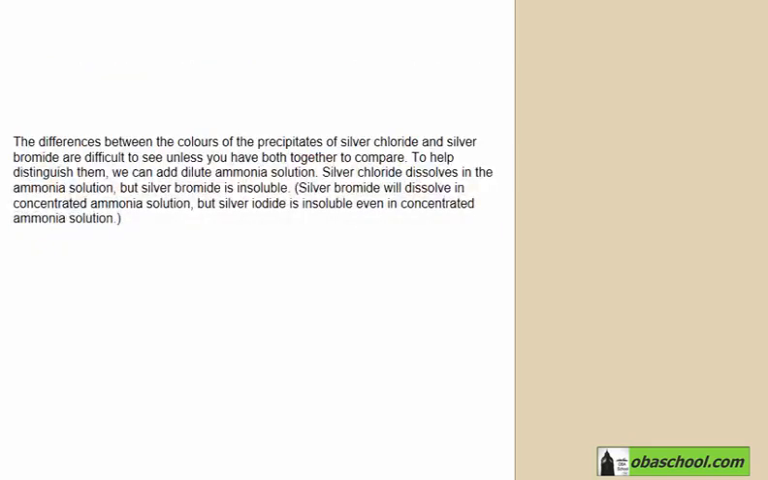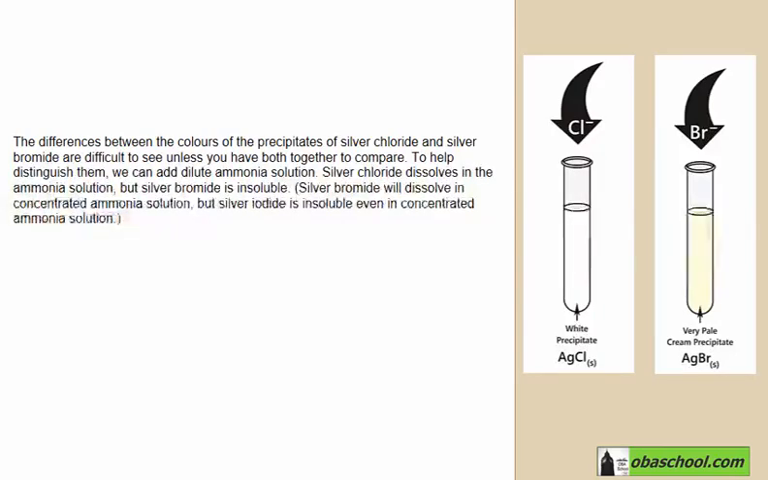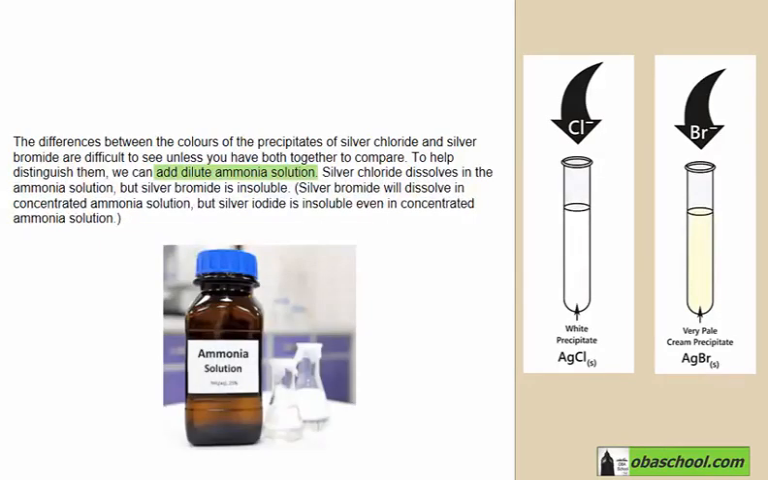Actually, the differences between the colors of the precipitates of silver chloride and silver bromide are difficult to see unless you have both together to compare. To help distinguish them, we can add dilute ammonia solution, NH3. Silver chloride dissolves in ammonia solution, but silver bromide is insoluble. Actually, silver bromide will dissolve in concentrated ammonia solution, but silver iodide, AgI, is insoluble even in concentrated ammonia solution.